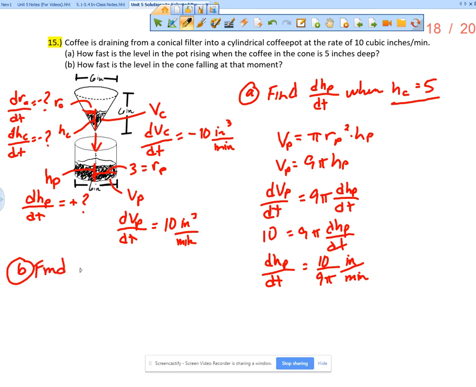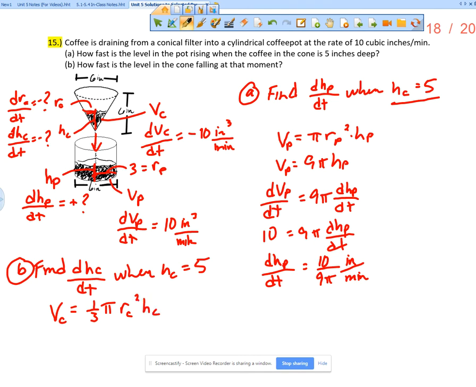All right, so find what? So it says, how fast is the level in the cone falling? So we want to find dH sub C dt when H sub C is 5, right? So that's the same moment. All right, so how are these related? So we're going to write a formula for the volume of the cone. So V sub C is equal to, remember this is a cone, so 1/3 pi r squared H. So 1/3 pi r sub C squared H sub C.